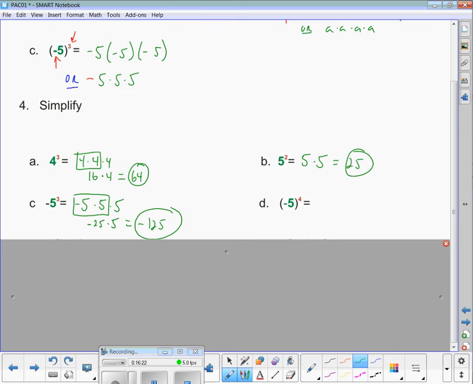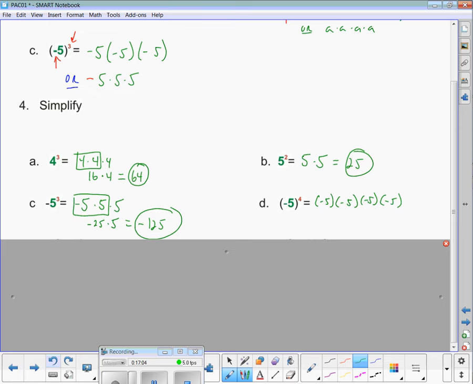Okay? If you look at D, D is negative 5 to the 4th power. So in this one, we could think about a negative base, right? Negative base, even exponent. What's the product going to be, positive or negative? You should be thinking positive. If you're not sure, then just write out what you have. So let's say you're not sure. All right, let's just write out what we have. Negative 5 times negative 5 times negative 5 times negative 5.